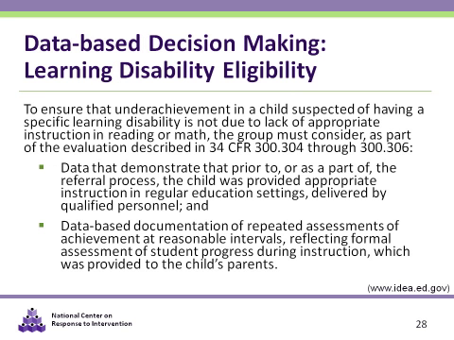The law states that to ensure that underachievement in a child suspected of having a specific learning disability is not due to the lack of appropriate reading instruction and reading math, that groups must consider two things. The first one is that data demonstrates that prior to or as part of the referral process, the child was provided appropriate instruction in regular education settings. Screening data that looks at the growth rates of all students can help you answer this question. The next piece is data-based documentation of repeated assessments of achievement at reasonable intervals, really talking about your progress monitoring. And that data was provided and shared with the parents.